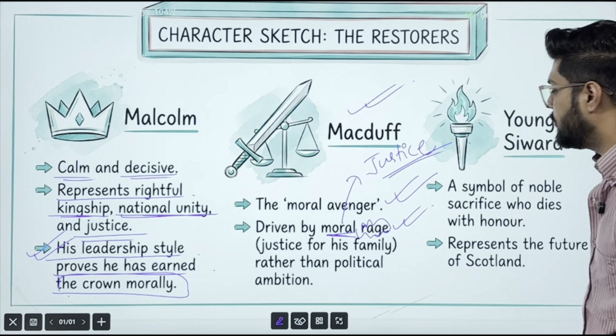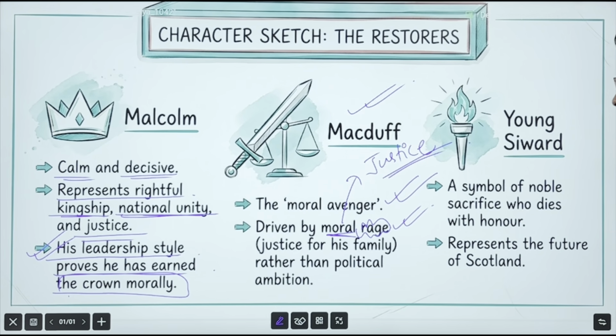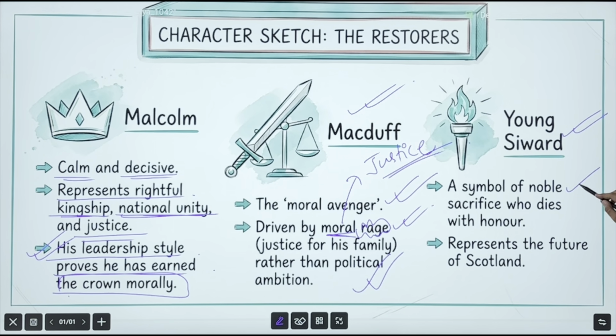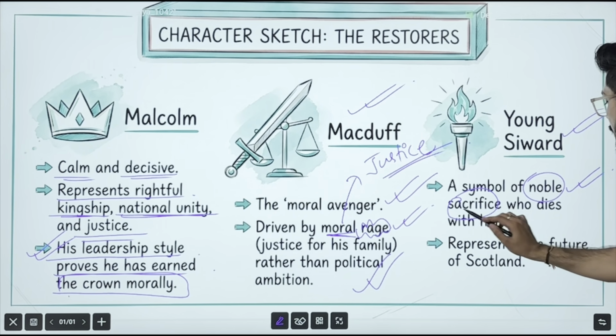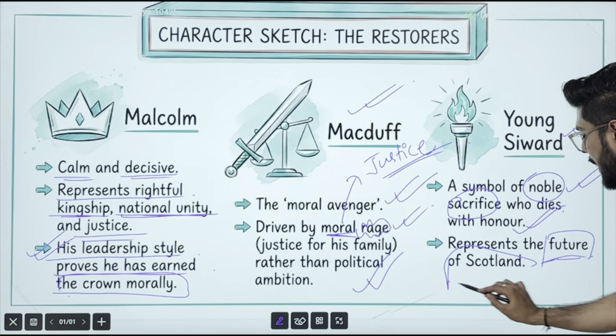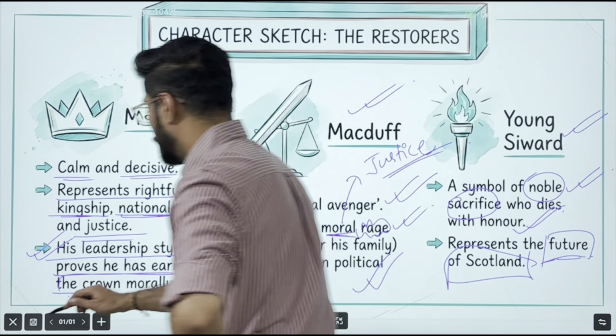It is for the sake of justice and for his family rather than just a political ambition. Young Siward, on the other hand, is a symbol of noble sacrifice who dies with honor, and he represents the future of Scotland, which Macbeth puts an end to.